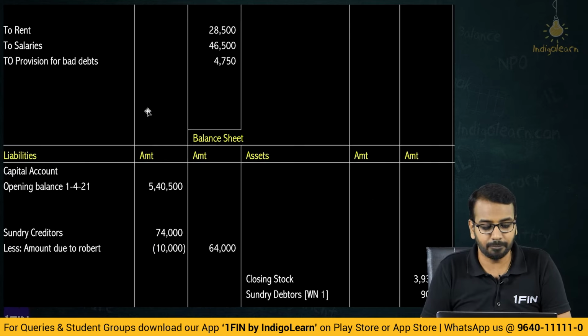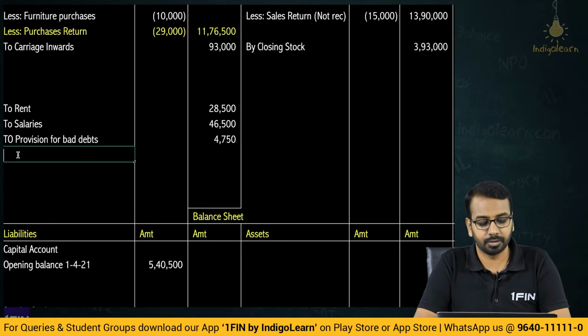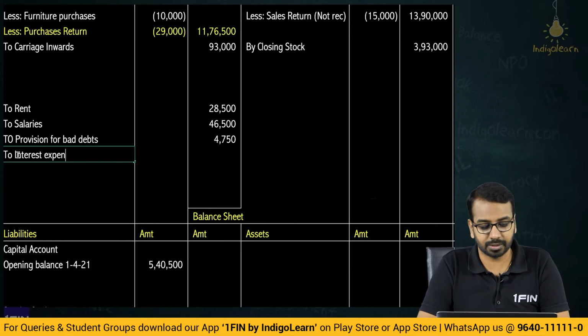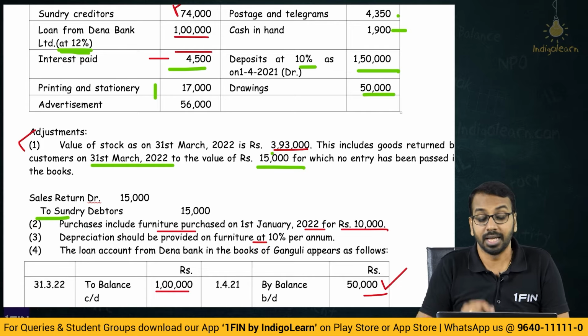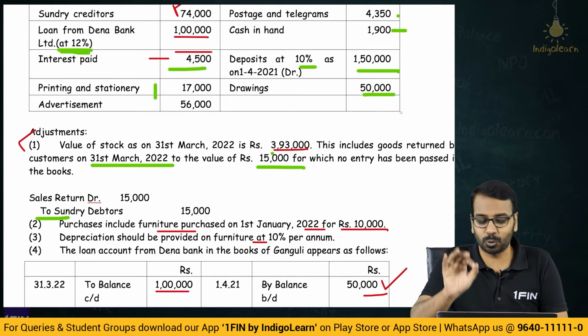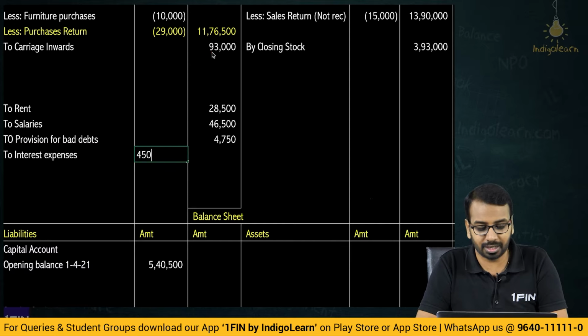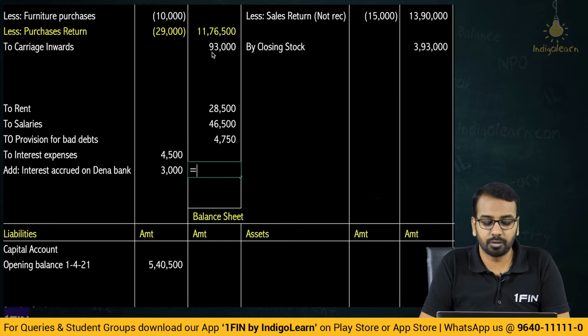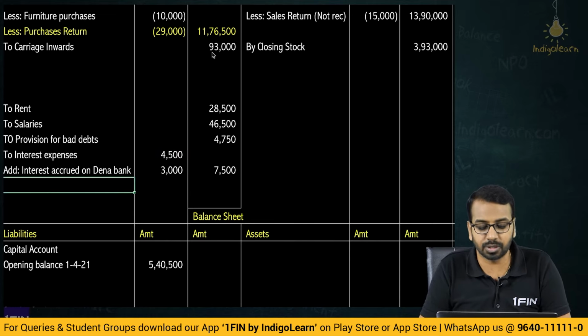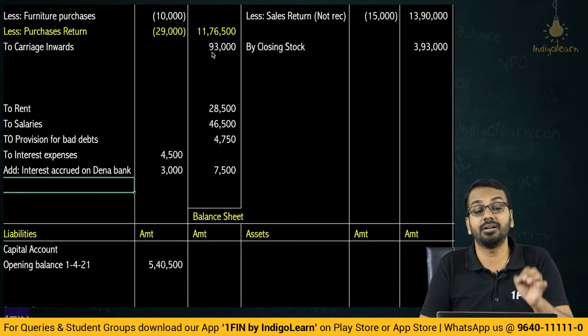Now come to the P&L, to interest expense. If you look at the question, interest paid is 4,500. Is this 4,500 only my expense? No. So 4,500 in the inner column, add interest accrued on Dena Bank loan, right? 3,000. So 4,500 plus 3,000, 7,500 is the interest expense.